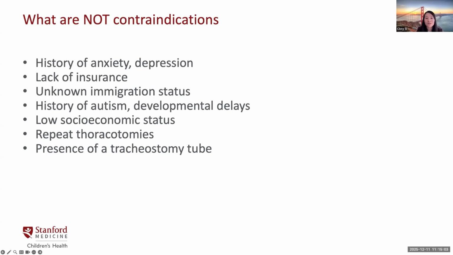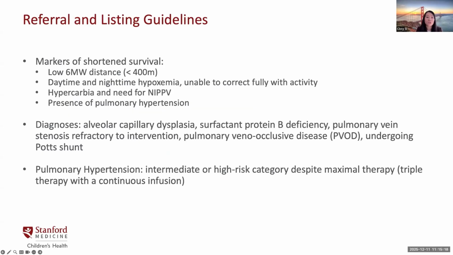Low socioeconomic status. A history of repeated thoracotomies or sternotomies in the presence of a tracheostomy tube. These are all things that we have overcome and have undergone successful transplantation for children in the past. So in thinking of more specific criteria for referral and listing, there are markers of shortened survival that have been published. These markers have largely been validated in the CF population and specifically in adults, but can provide some guidance in children as well.